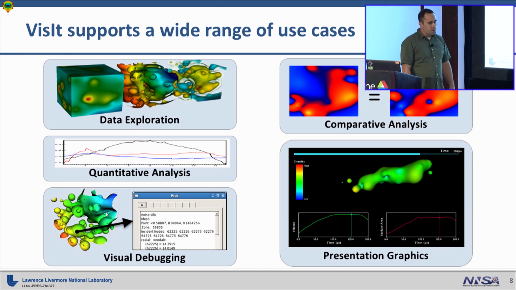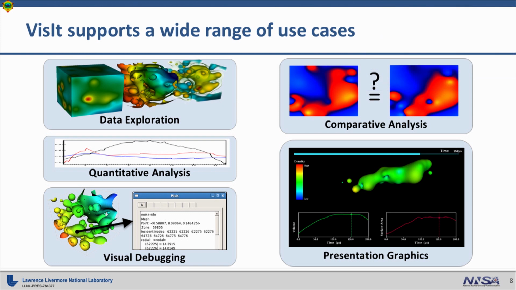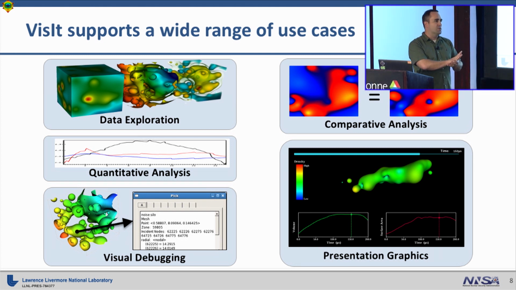Comparative analysis is important too. This could be viewgraph norm, where you make two pictures and use the neural networks in your visual system to compare them. That's what we call viewgraph norm. Of course, we support making multiple pictures, but we also have tools that can map meshes onto each other and do subtractions for more of a quantitative comparison.